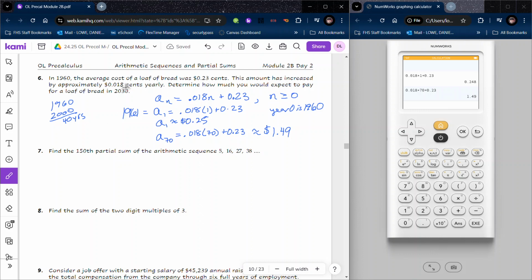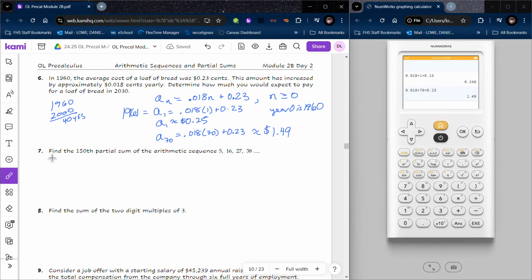You'd notice that a loaf of bread may cost a bit more than $1.49 now, so we could ask how valid this is as an estimator. But it is still an example of a use of an arithmetic sequence in determining values.